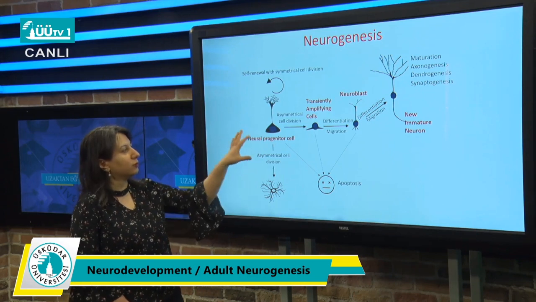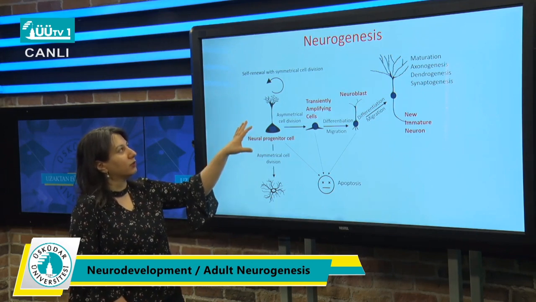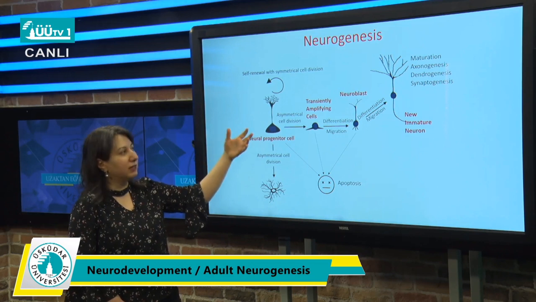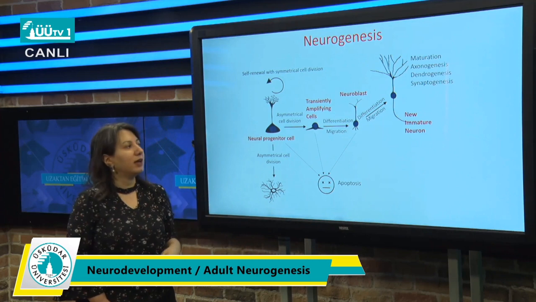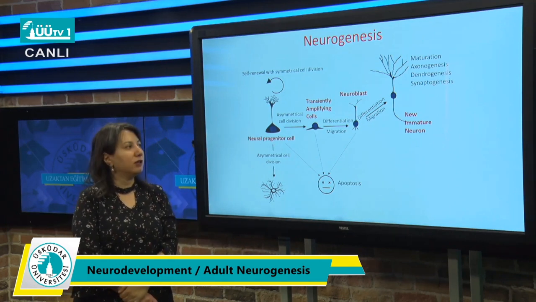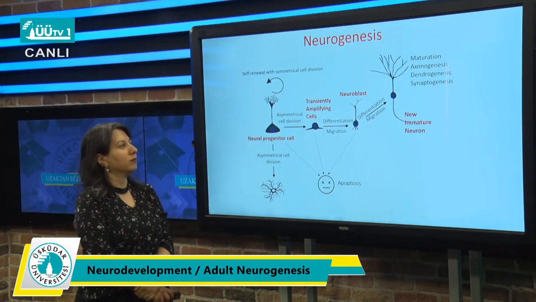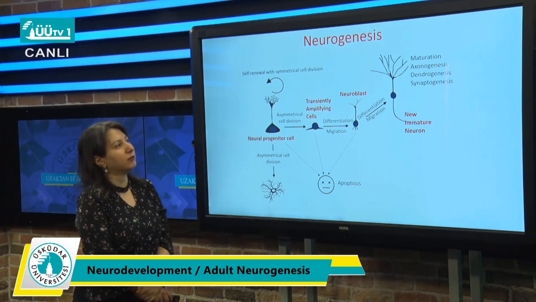So we will have neural progenitor cells that have the highest capacity of self-renewal and potency, but then they will go through a series of differentiation, and then we will end up with the immature neuron that needs to gather enough inputs to mature.